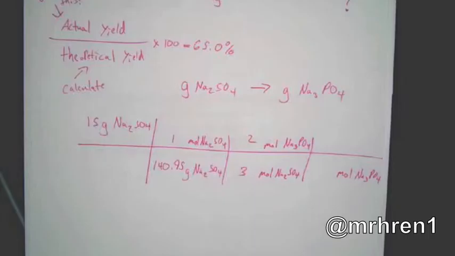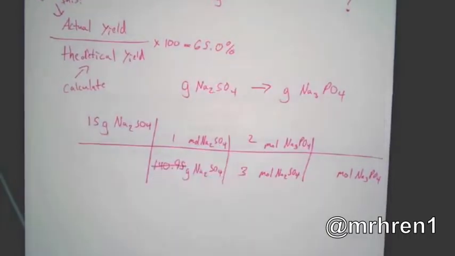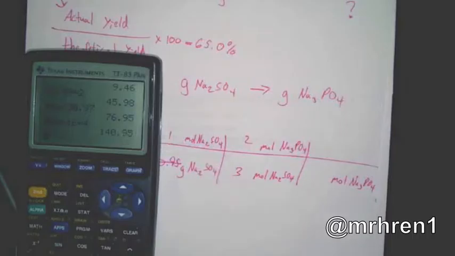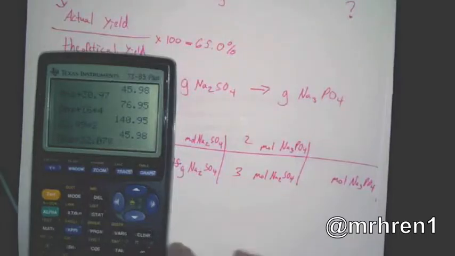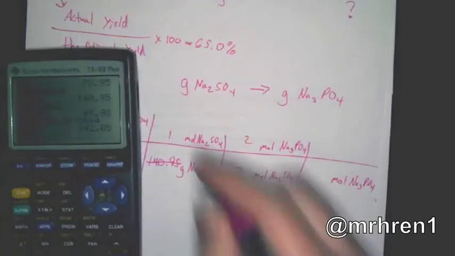Many people told me I used the wrong mass. I wasn't even paying attention. Thank you. It's not 140.95. You hit extra numbers on your calculator? No, what I did was I used the mass for phosphorus instead of sulfur. See, 30.97 is phosphorus, not sulfur. So plus 32.07 plus. Wow, that made a big difference.